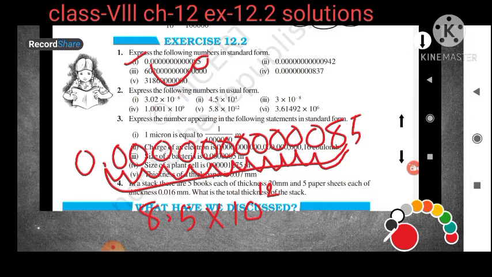Now again, what you will see is whether you are jumping to the left hand side or the right hand side. This point is jumping to the right hand side, isn't it? So if the point is jumping to the right hand side, then you have to give negative in the power. If you are shifting the point from left to right, then the power will be negative, so don't be confused. So what is the answer here? 8.5 multiplied with 10 to the power minus 12 will be your answer.